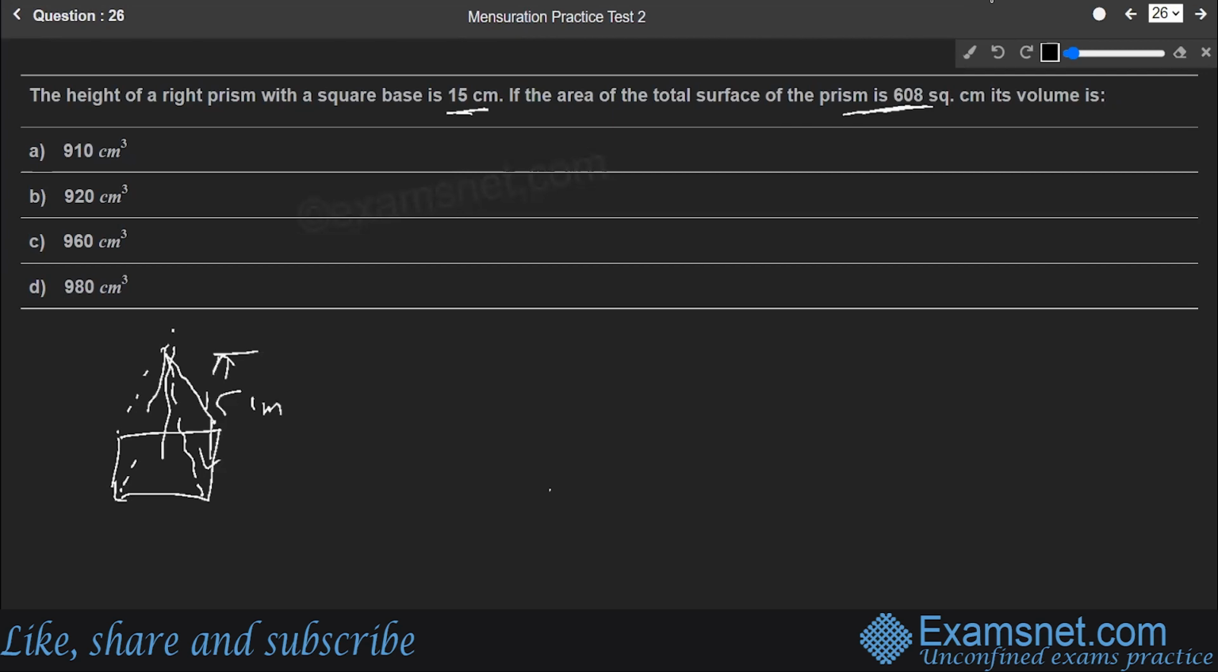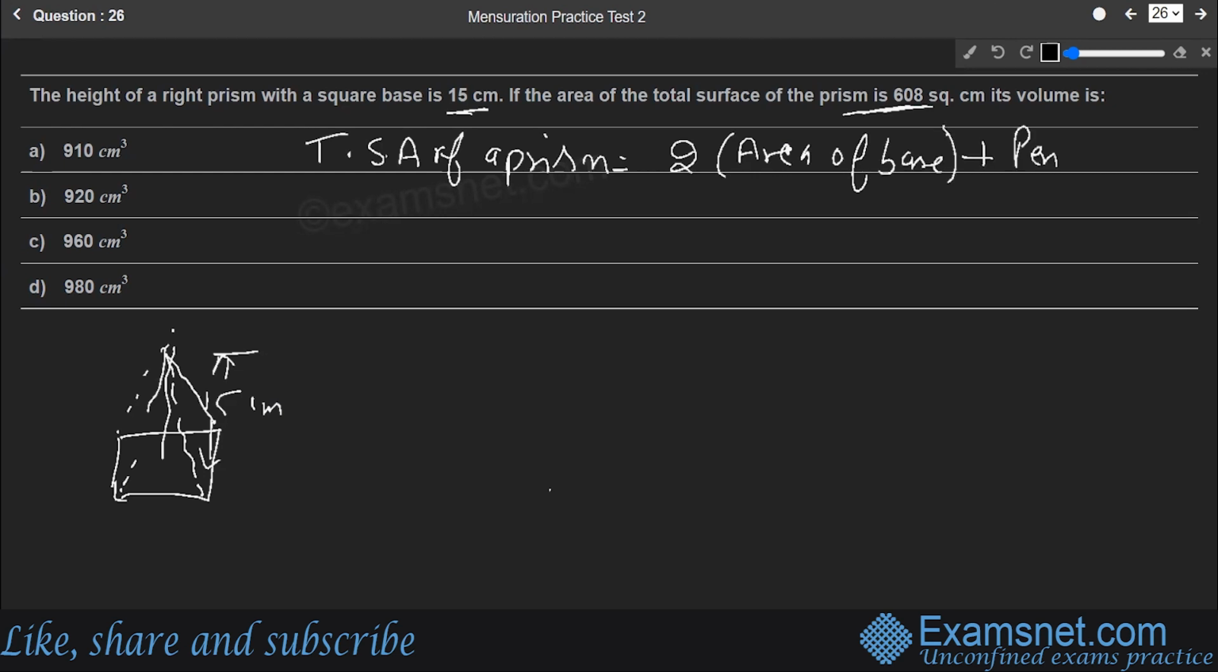So clearly we can use the total surface area of a prism formula. What is that? Total surface area of a prism can be given as twice the area of the base plus perimeter of the base into the height. This is the formula: twice the area of the base plus perimeter into the height. Now let us see, the total surface area of the prism is already given to us as 608. So it is equal to twice the area of the base.